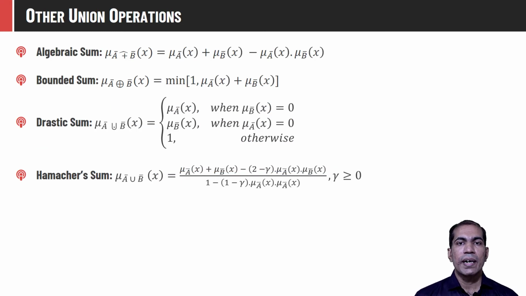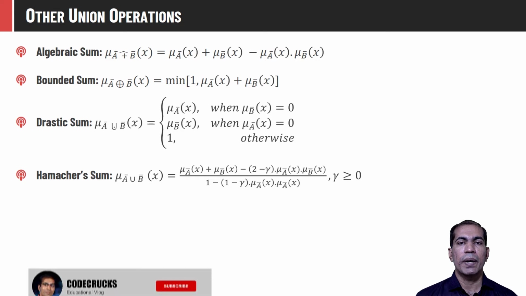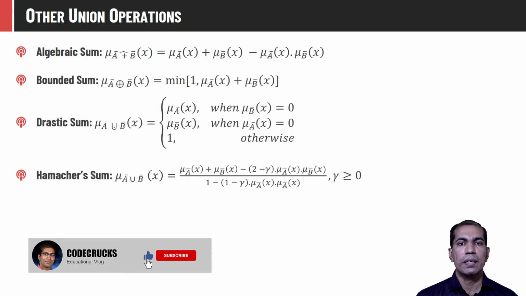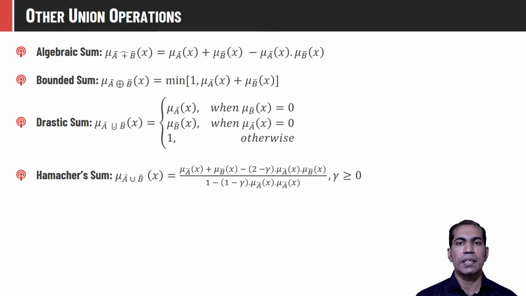There are different varieties of union operations. Depending upon applications and need, mathematicians and researchers have proposed various union or sum operations. Some of them are listed here: algebraic sum, bounded sum, drastic sum, Hamacher sums and few more. In next video, we'll be talking about some of the sum operations for the fuzzy sets.